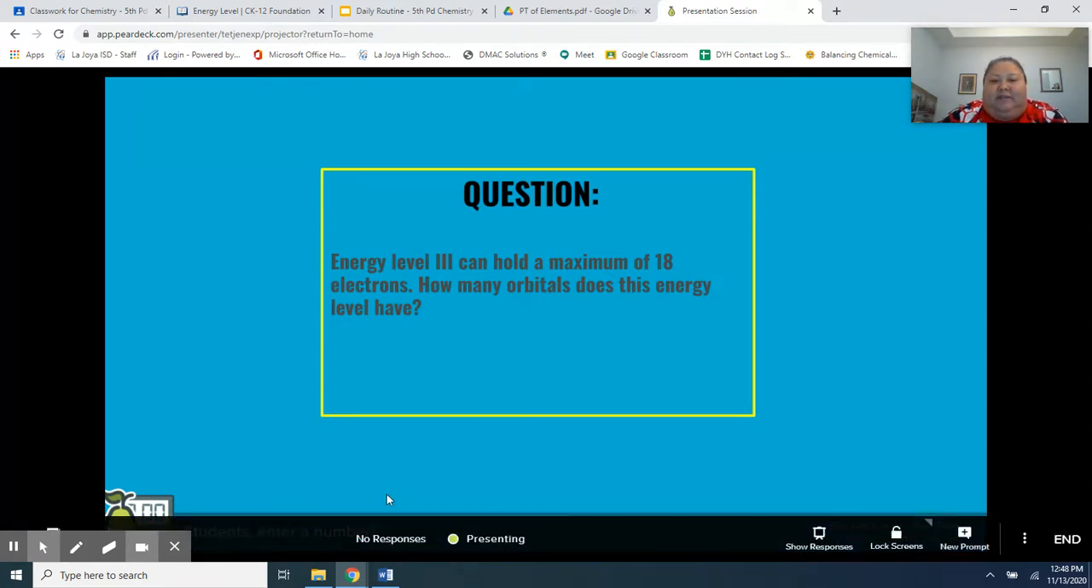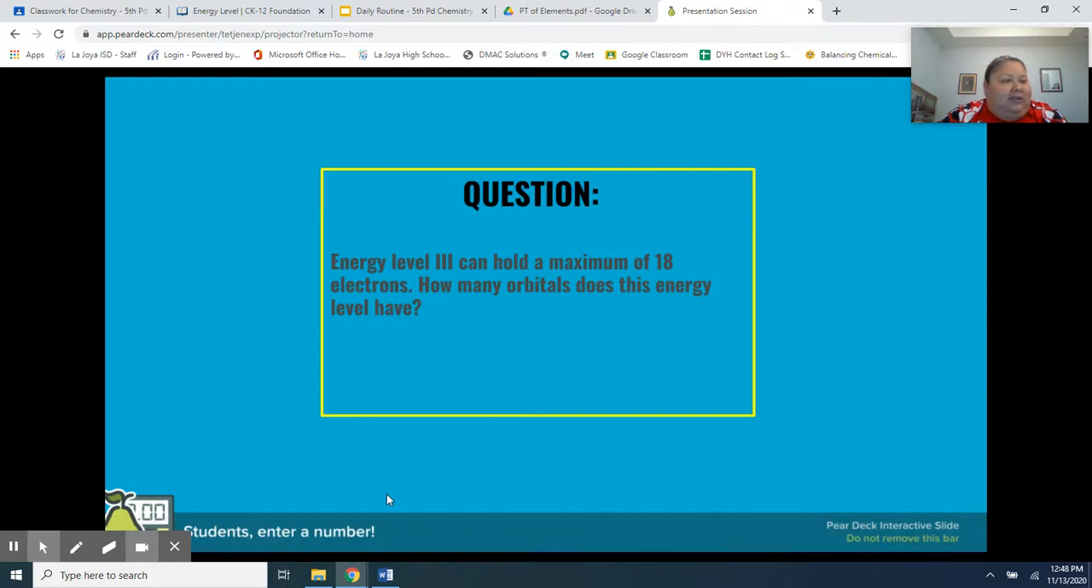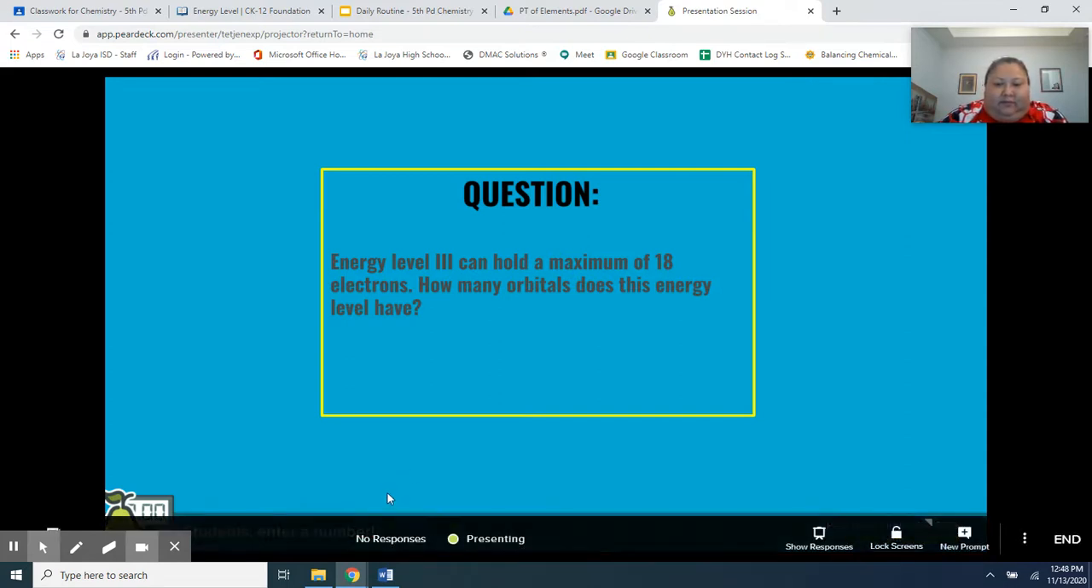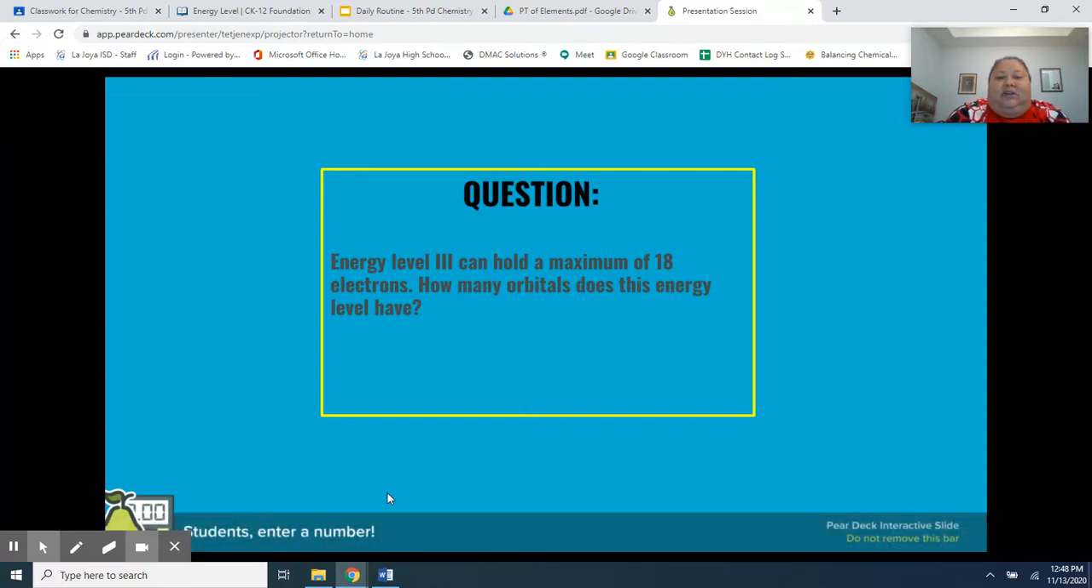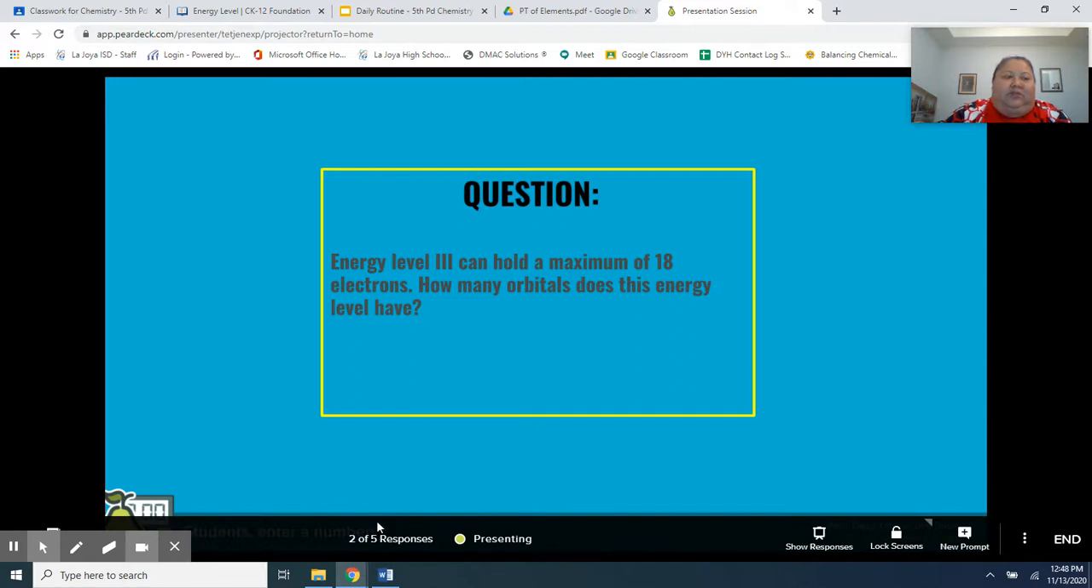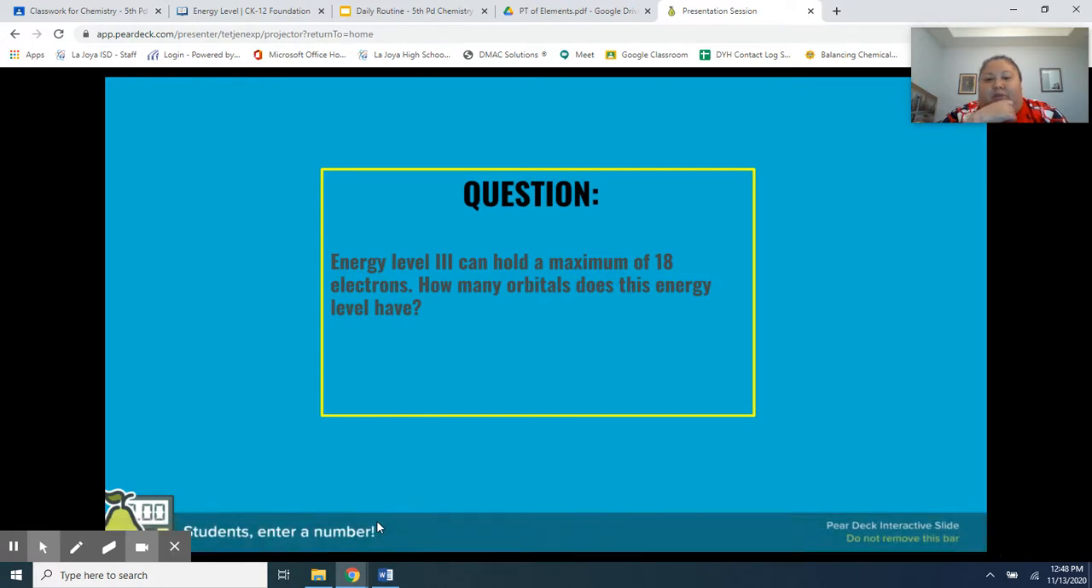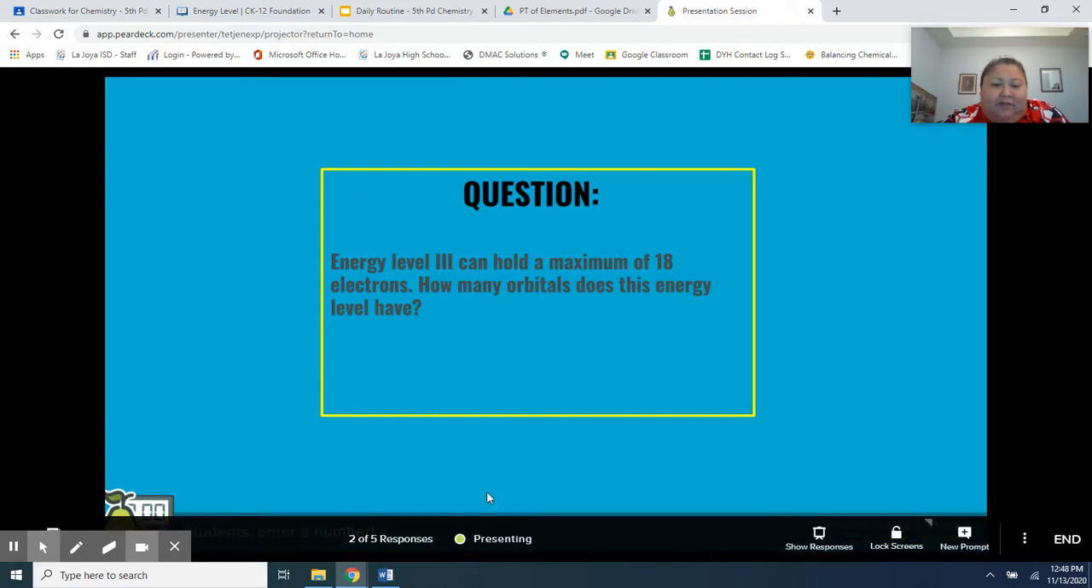No responses yet. No responses. Hello, anybody out there? 18 electrons in energy level 3. How many orbitals? Okay, so we got Yoslin who says there are 3 orbitals. Anybody else have a different answer before I give out the correct answer? All right, 2 people have responded. Let's see what they think.